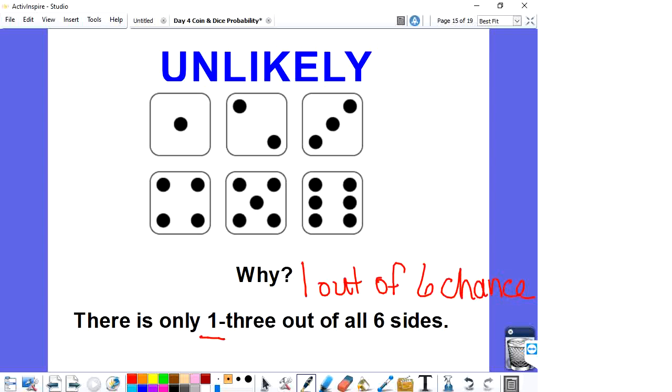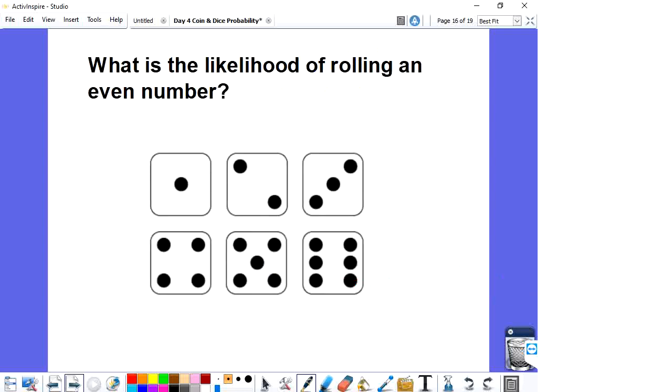Now let's think about another type of question for a die. Let's take a look at this question. What's the likelihood of rolling an even number? Pause your video. When you're ready, unpause it. Now that you've unpaused it, let's take a look at this die.